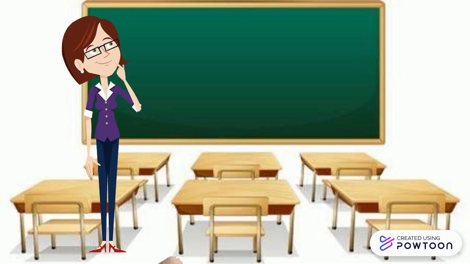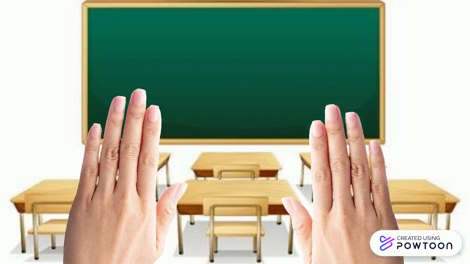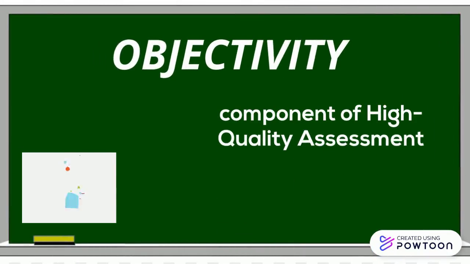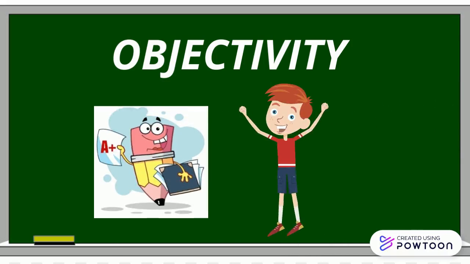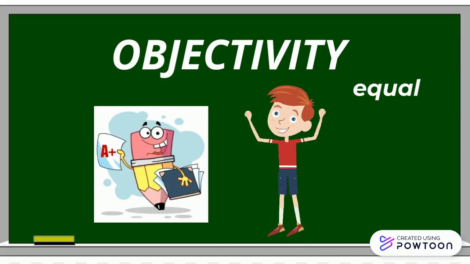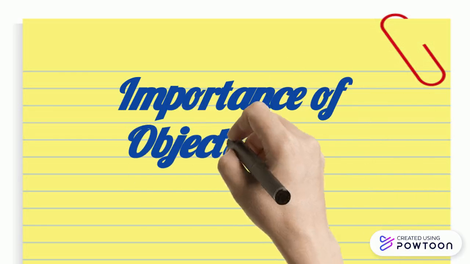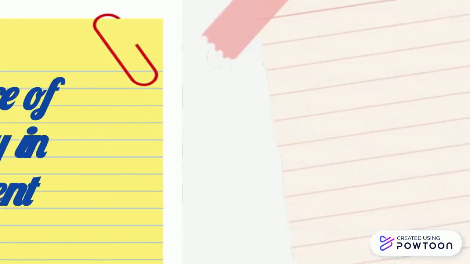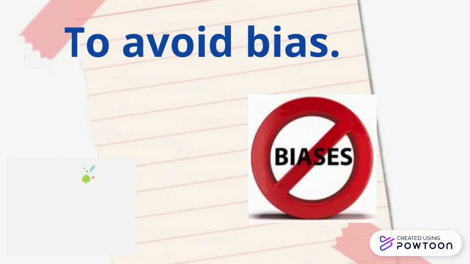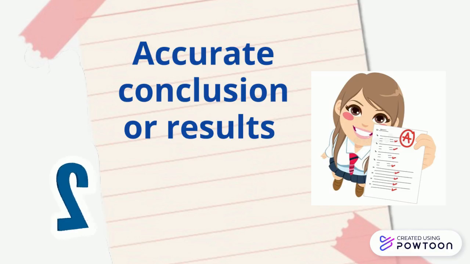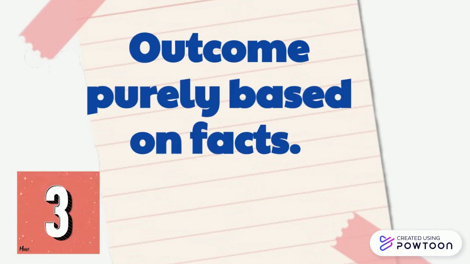What is objectivity? Objectivity is one component of high quality assessment. It also refers to the degree to which equally competent scorers obtain the same results. So the question is, why is objectivity important in assessment? First, to avoid bias. Second, to ensure accurate conclusions or results. And third, to ensure outcomes are purely based on facts.